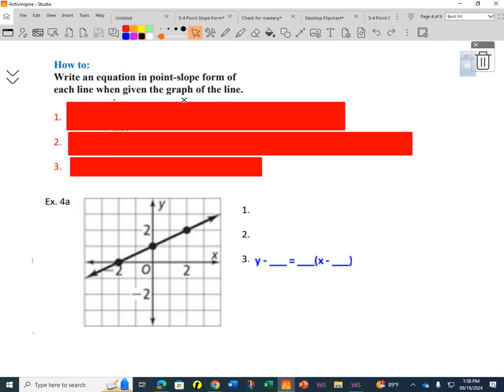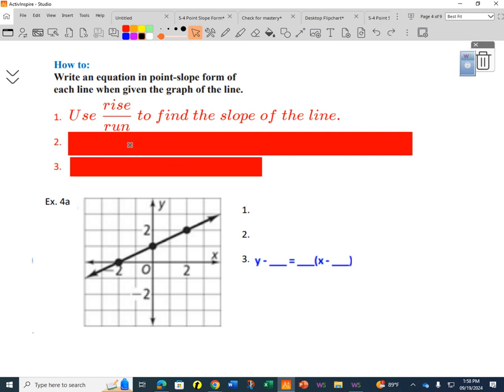If these are your directions on your homework, you're going to come back and look through your notes and look for this section. These are the steps to write the equation, if they give you a graph, to write the equation in point slope form of the line on the graph.